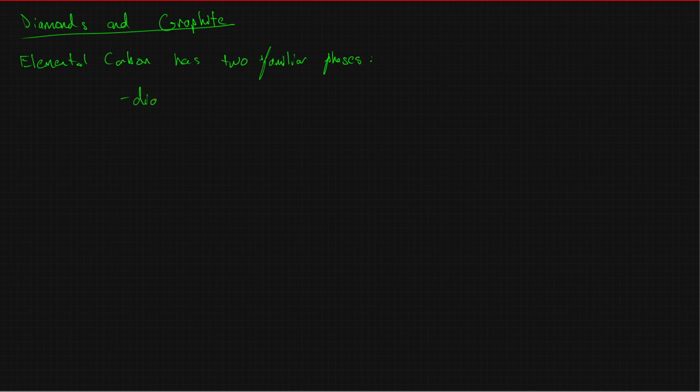It has a phase that looks like diamond, and it has a phase that just looks like, sorry, not carbon. I wrote carbon in my notes. It's graphite. And so graphite is actually more stable at the ordinary temperatures that we exist at.